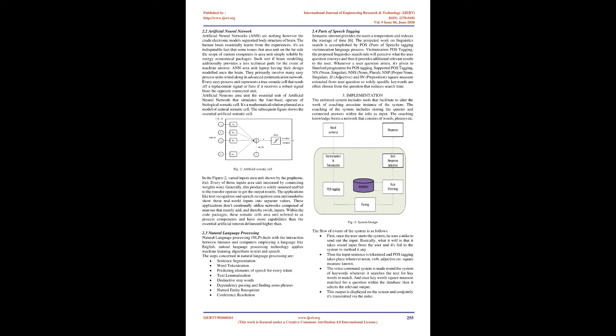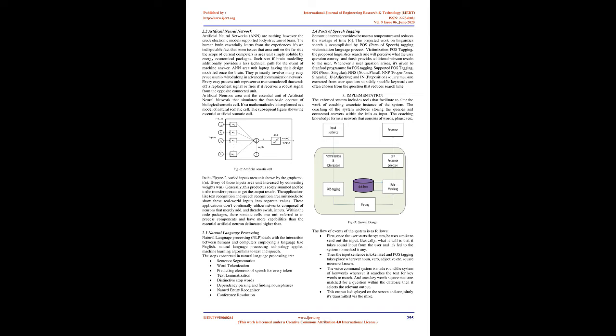Such brain modeling additionally provides a less technical path for the development of machine solutions. Neural networks are computers having their architecture modeled on the brain. They primarily involve many simple processing units wired together in a complex communication network. Each simple processing unit represents a real neuron that sends off a new signal or fires if it receives a strong signal from the other connected units.